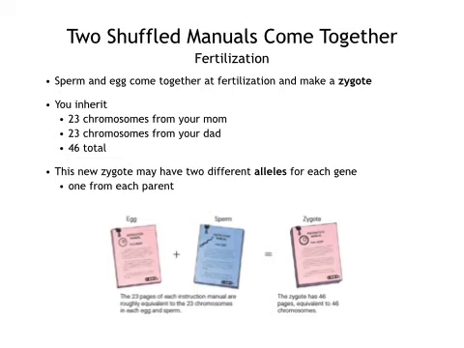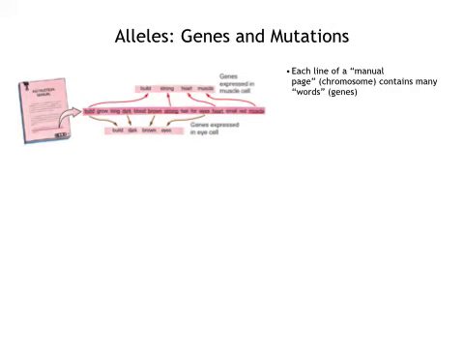So let's look at alleles a little more closely. In this analogy, each line of a manual page may contain many words or genes. So for example, here you see this line from page 1 that has all of these words: build, grow, long, dark, and each of these words are genes, right? And certain genes are expressed only in specific cells. And remember, we talked about how expressed, what we mean there is when the gene produces the protein or is used to make the protein.